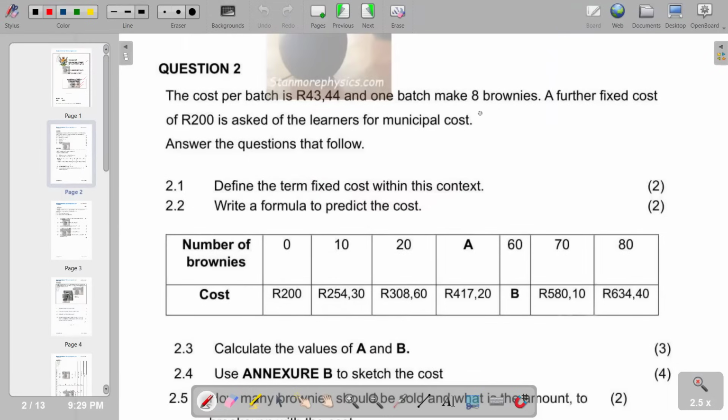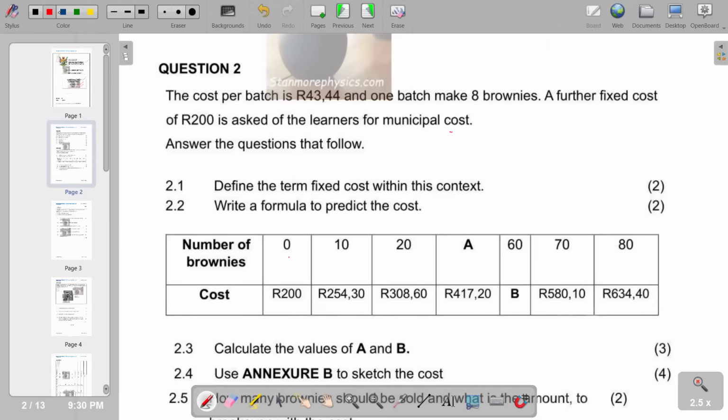A further fixed cost of 200 Rand is asked of the learners for municipal cost. Answer the questions that follow. First part, define the term fixed cost within this context. According to the context, a fixed cost is a cost that does not change with the number of brownies. This cost will remain the same. At zero brownies, the fixed cost is 200 Rand.